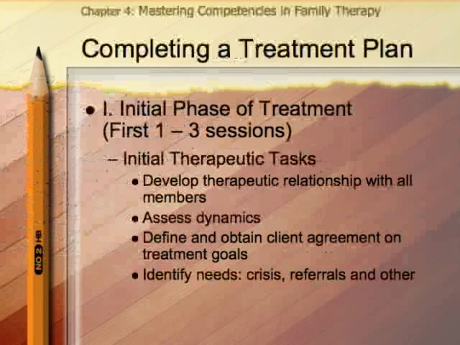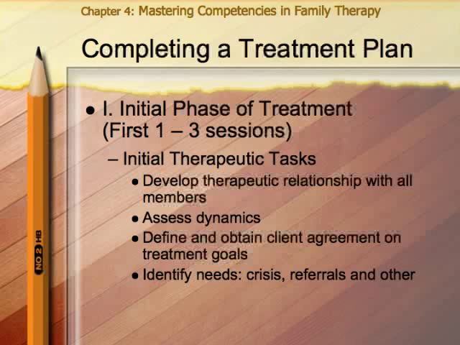So the next part of the treatment plan, as you mentioned before, is the initial phase of treatment and going over those pretty standard therapeutic tasks. And so that's developing a relationship, assessing dynamics, defining and obtaining a client agreement on treatment goals, and then identifying any referrals and case management types of needs that need to be taken care of in the early part of therapy. And again, this can happen at any time, but typically we do that the most in the early phases of therapy.